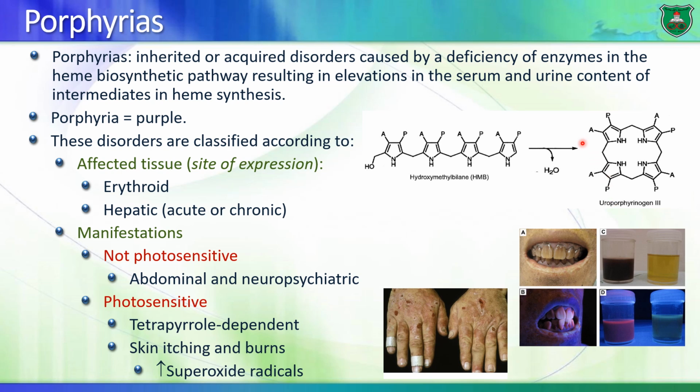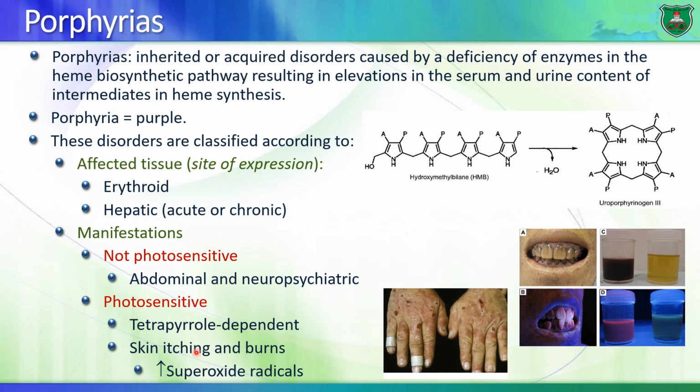Now, if a mutation takes place in the enzyme that catalyzes this reaction and the previous ones, then we're talking about a not photosensitive condition. But because uroporphyrinogen and the intermediates that are formed afterwards can absorb light and turn into the purple color, the patients would be more photosensitive.